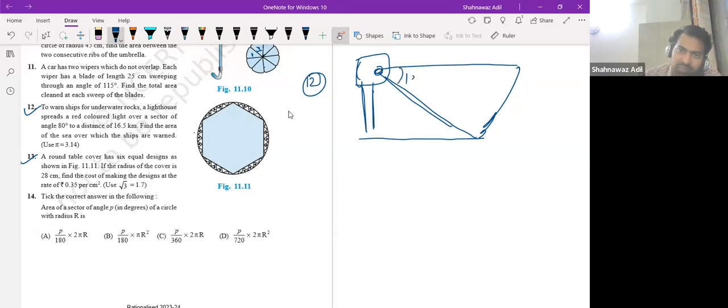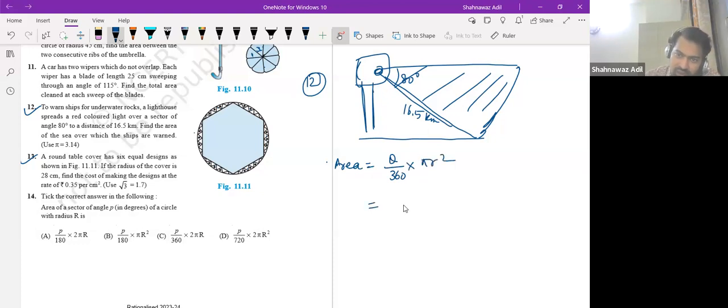So this is 180 degrees, and a distance of 16.5 kilometers. This is 80 degrees. And we have to find the area of the sea over which the ships are warned. So we have to find this area, right? And we have to use pi equal to 3.1. So again, this chapter is a simple chapter, right? Yes, sir. Just the calculation part we have to practice. Only the calculations are the hectic ones, but the concept is easy to use, right?